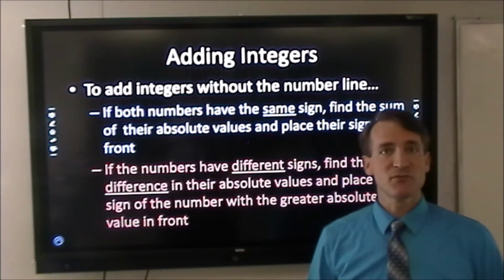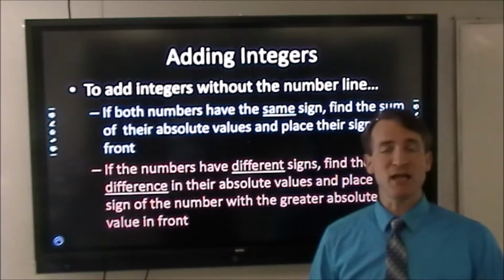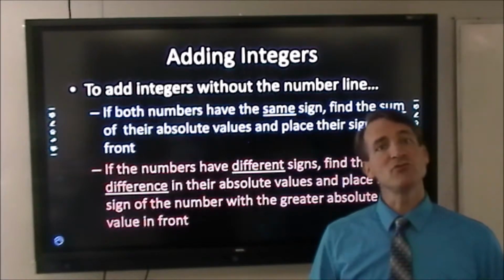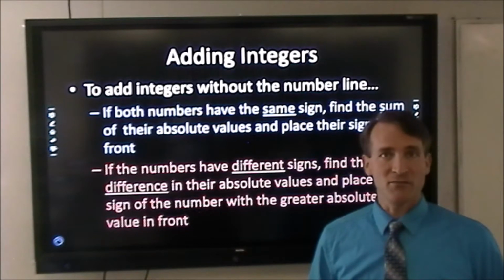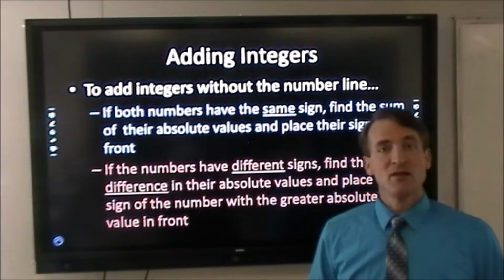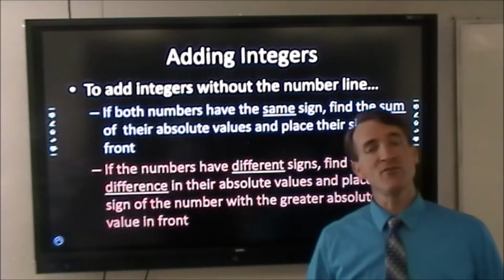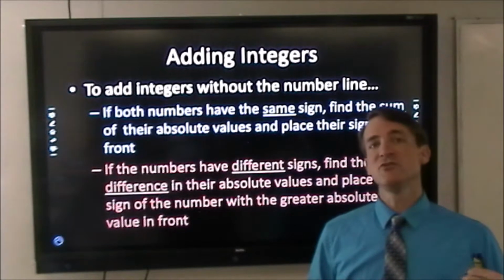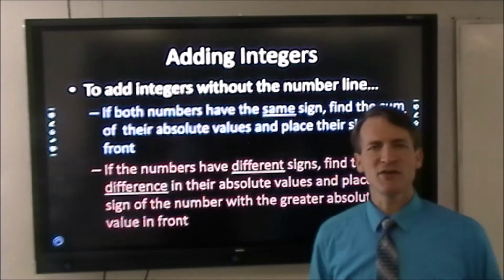So if I'm finding the difference between 8 and 5, so I have 8 and I'm adding a negative 5, I'm going to find the difference in their absolute values. The absolute value of 8 is 8. The absolute value of negative 5 is 5. So I find the difference of those two numbers, which gives me 3. Now, which one had the greater value? Well, 8 was positive, 5 was the negative. 8's a bigger number than 5 is, therefore I'm going to use the sign that was in front of 8. The sign in front of 8 was a positive, so it would be a positive 3.